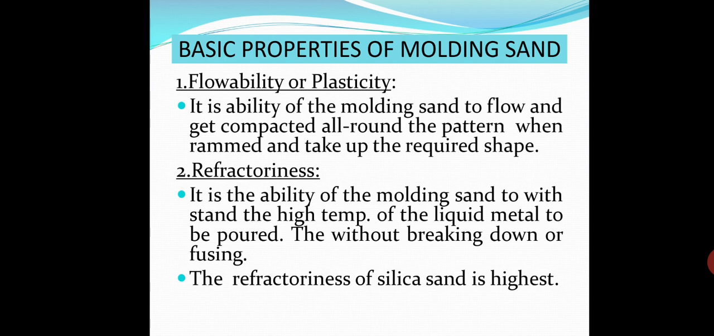As the mold cavity has to withstand the high temperature of the molten metal, this sand must have the ability to withstand high temperature without breaking down or fusing. So this property is known as refractoriness. The refractoriness of silica sand is highest. That is why we use silica sand in preparation of molding.